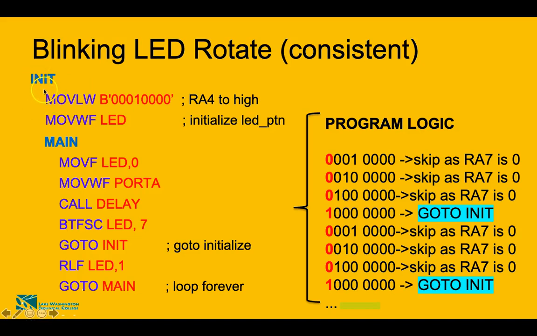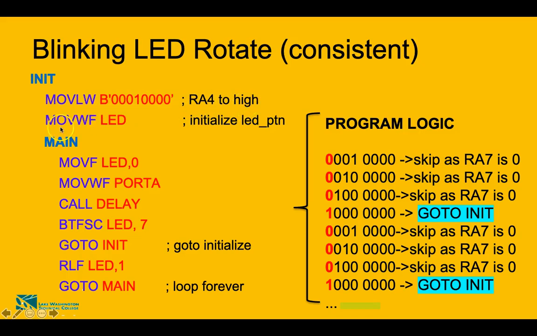Starting with this INIT, this is my label, and these are my two instructions. These two instructions are again the same, which you see here. And then we have this main program. So under this INIT label, you know that this says MOVLW, which means this is going to move this literal number into the working register, making RA4 high.